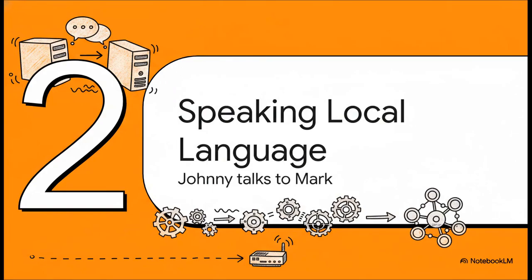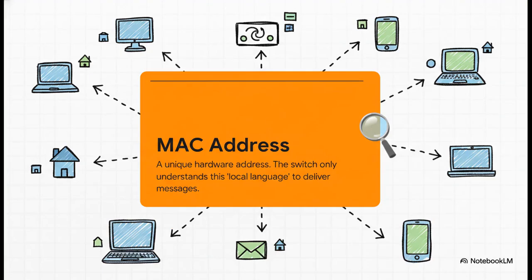Okay, so before Johnny can even think about reaching the outside world, we have to figure out how he talks to someone right next door, like Mark. Understanding this local chit-chat is actually the key to the whole thing. So every single device on your network, your phone, your laptop, everything, has a unique MAC address that's burned right into its hardware from the factory. Just think of it like a permanent house number that can never ever be changed.